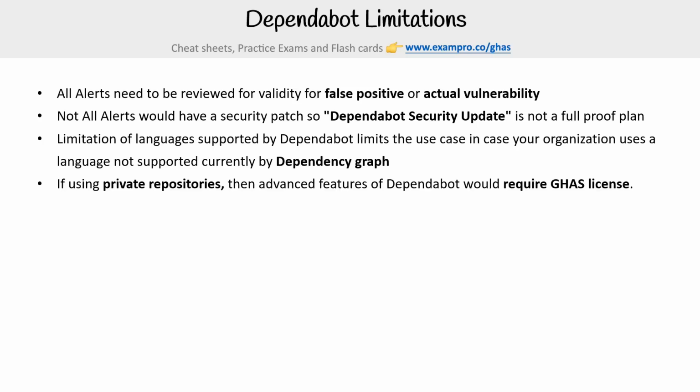Now, there are only limited languages that are supported by Dependabot, so in case your organization uses a language that is not currently supported by Dependabot, you may have to reconsider this option. Last but not least, if you are using a private repository, you are required to have a GHAS license to be able to use Dependabot. But for public, it's enabled by default. That's all I wanted to cover for this lesson. I will see you in the next lesson.